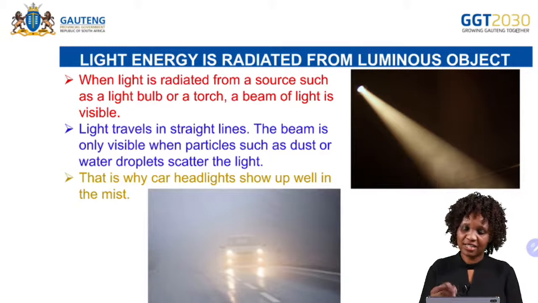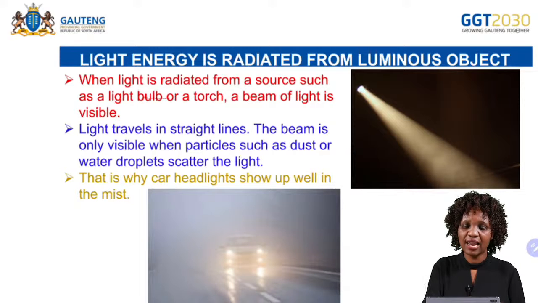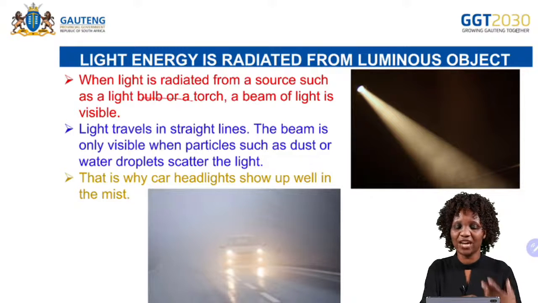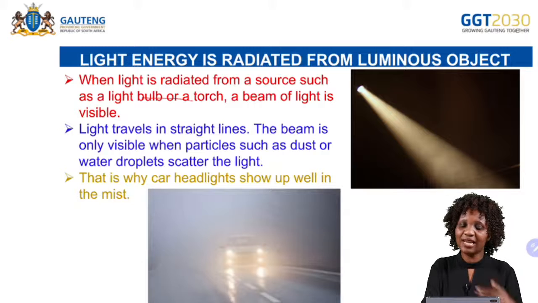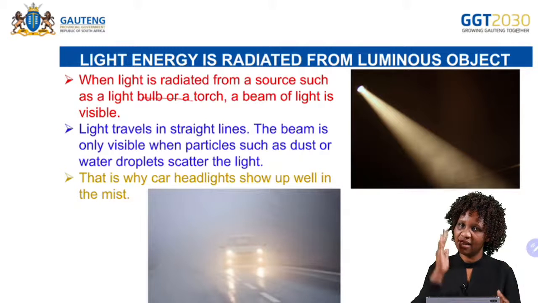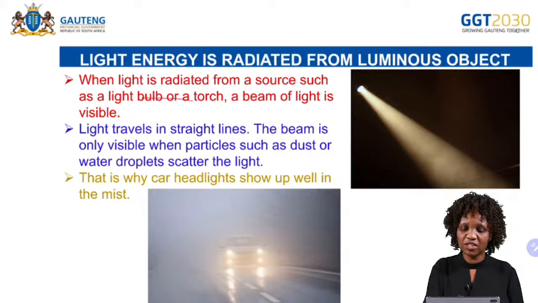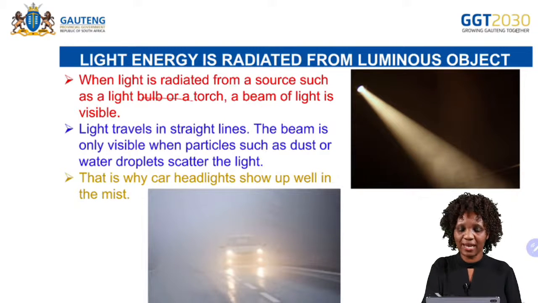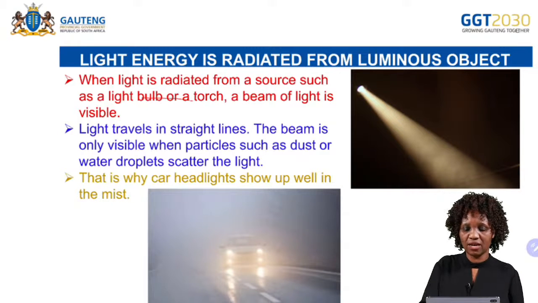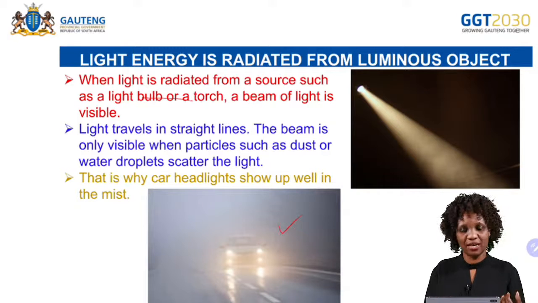When light is radiated from a source such as a light bulb or a torch, a beam of light is visible, and then light travels in straight lines. Light travels in straight lines. Okay. And then the beam is only visible when particles such as dust or water droplets scatter the light. That is why a car's headlights show up well in the mist. You can see a picture of a car and you can see the headlights. They show up well in a mist.